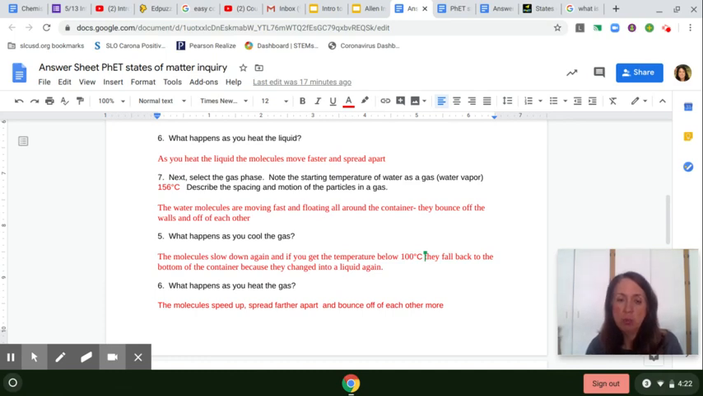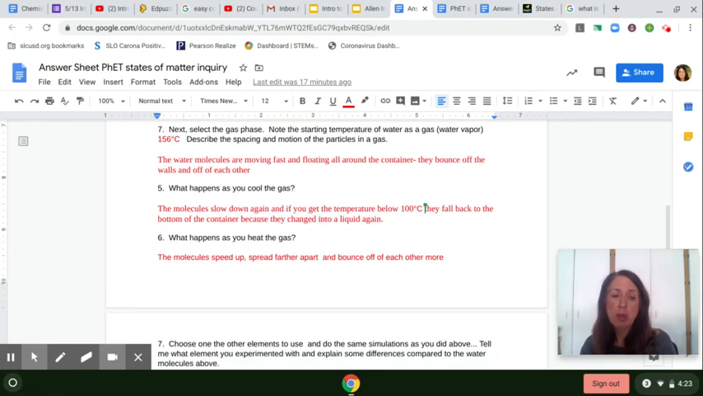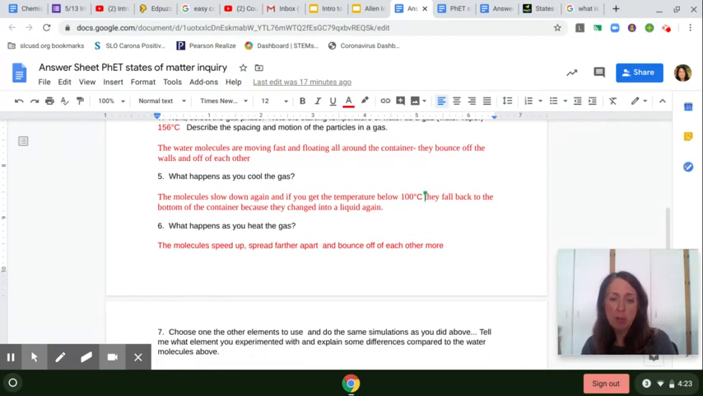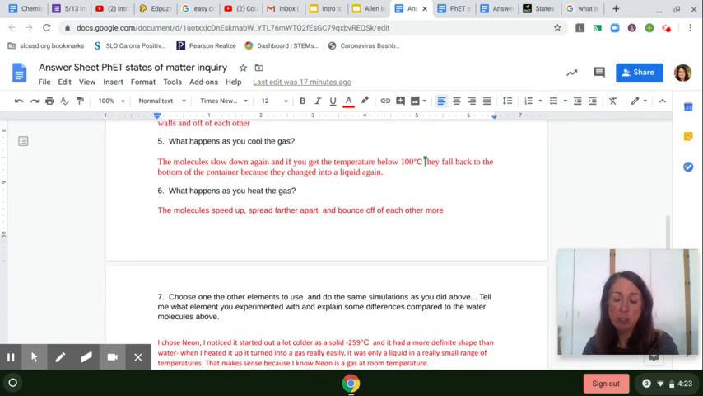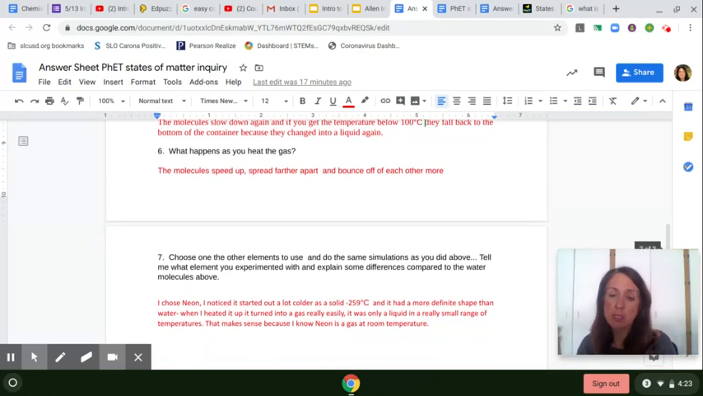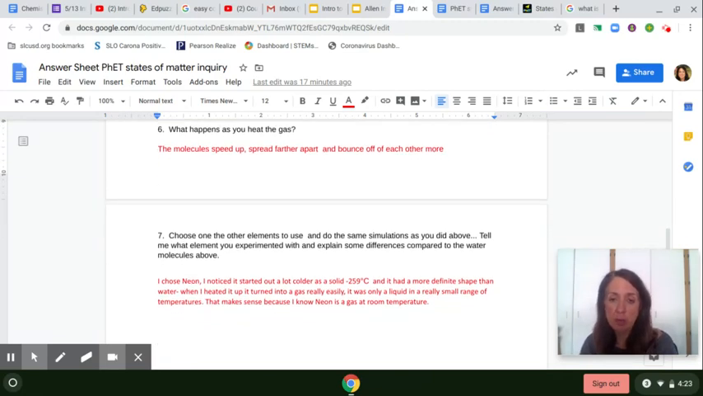What happens as you cool the gas? The molecules slow down again, and if you get the temperature below 100 degrees Celsius, then they fall back to the bottom because they have started to change into a liquid again. What happens when you heat up the gas? The molecules speed up, they spread farther apart, and they bounce off of each other more because they're just filling up that container because they have no shape and no volume.